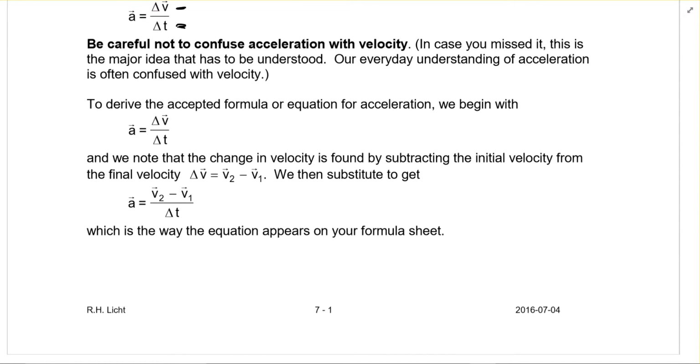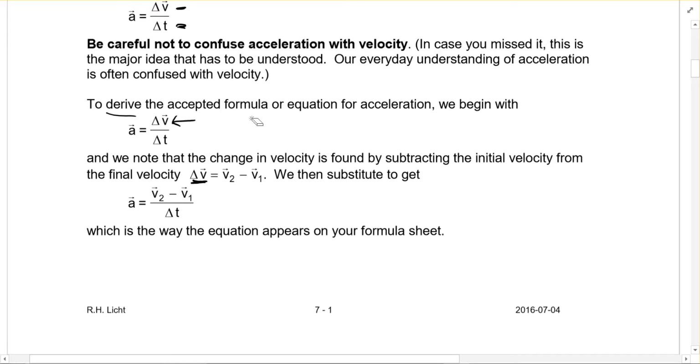To derive the accepted formula or equation for acceleration, and just so you know, derive just means to figure out the formula, all we have to do is, we know it's going to be change in velocity, and we just replace that change in velocity with v2 minus v1, our v final minus our v initial. You'll see that written often in physics too, where it could be v2 minus v1. It could also be vf minus vi. Just different ways of writing it.